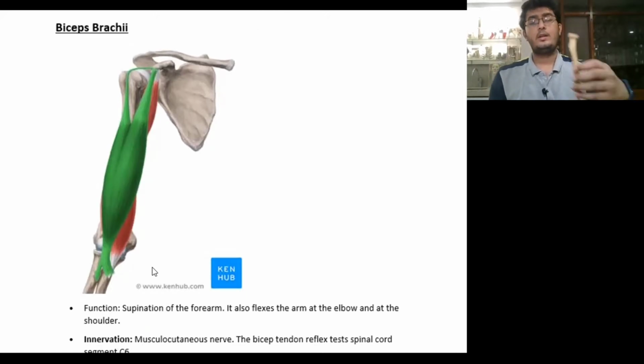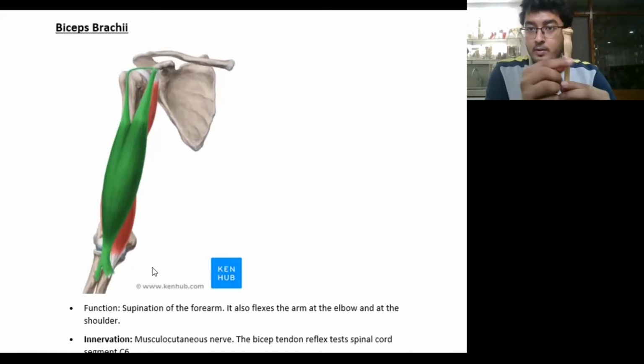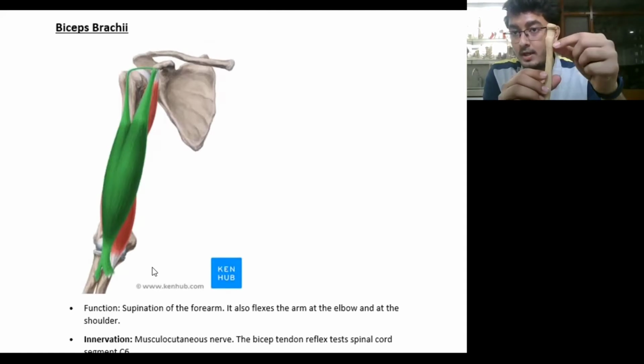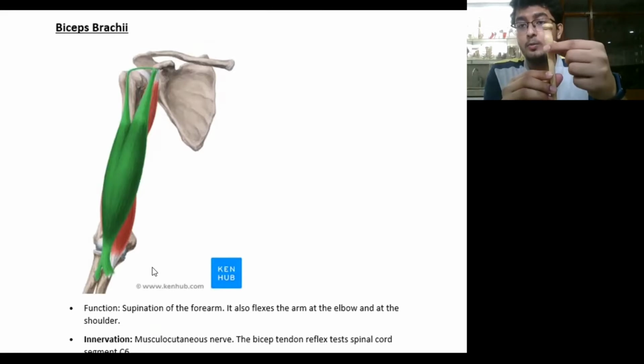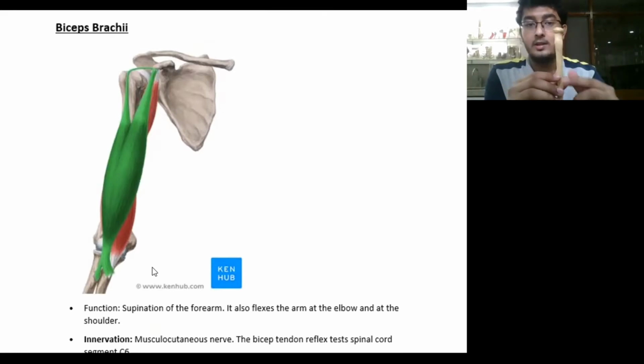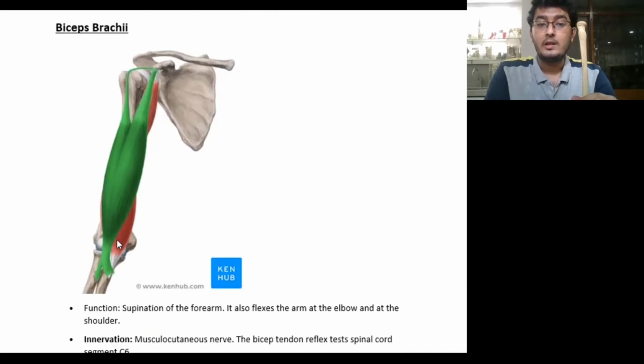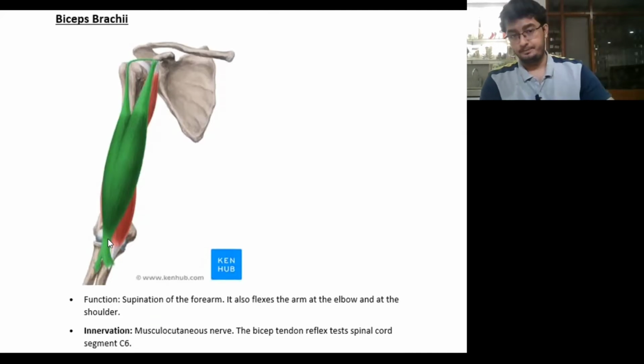The radius is a fairly simple bone, but on the anterior aspect there is a prominence, and this prominence is called the radial tuberosity. This is where the bicep tendon attaches.